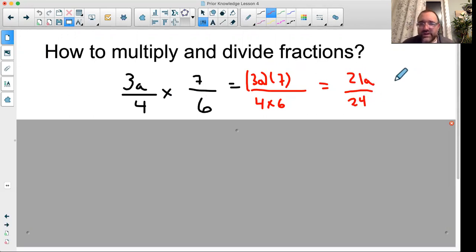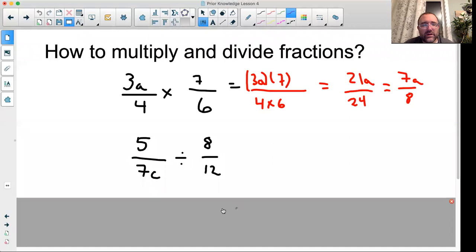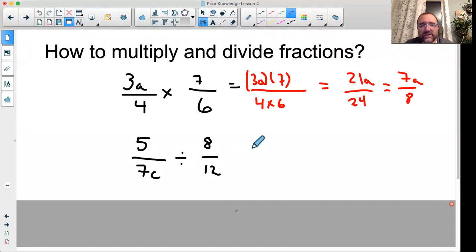Now you can reduce that because both are in the 3 times table. 7 over 8. Don't forget to include the a. So in dividing, a little bit different. What's going to happen is that you're going to find the reciprocal, which is flipping the denominator with the numerator, the second one, and changing this into a multiplication sign.